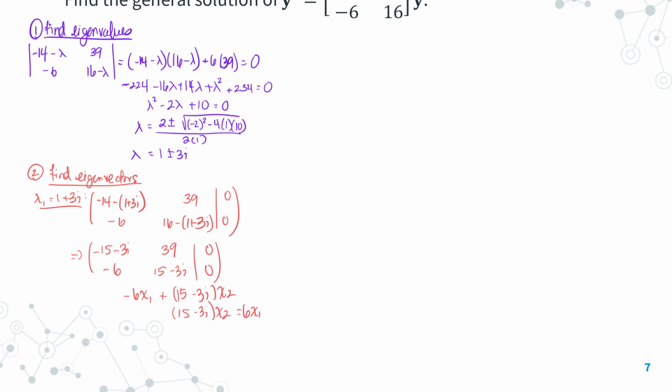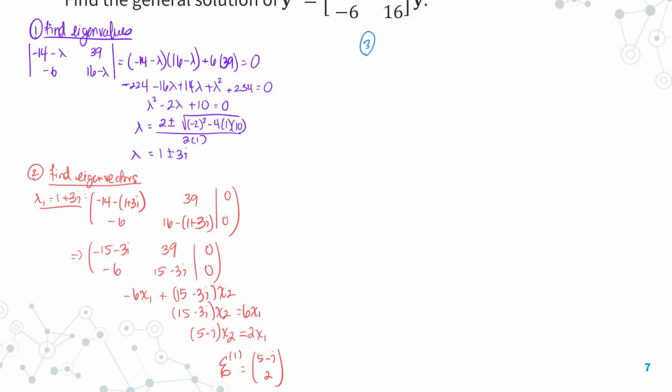Scroll just a little here. So if we divided both sides by 3, then we would end up with 5 minus i times x2 is the same as 2x1, which means that our eigenvector then says, well, x1 would have to be 5 minus i, and x2 would have to be 2 for these to be the same thing. So we have 5 minus i times x2, which is 2, has to be 2 times x1, which has to be 5 minus i.